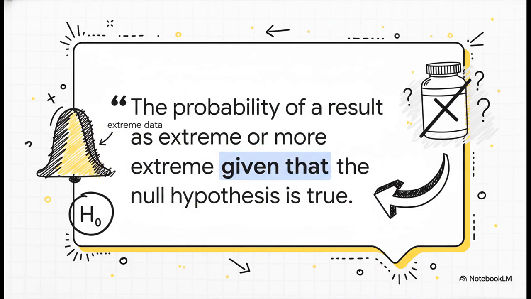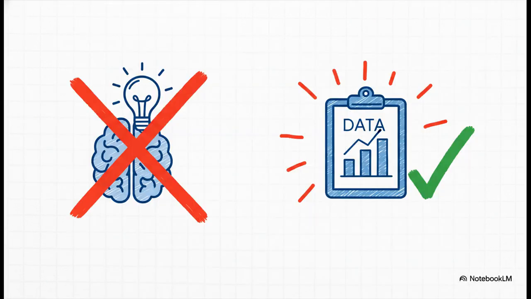Here it is, the real, official definition. A p-value is the probability of seeing the data you saw, or even more extreme data, assuming the null hypothesis is true. That last part is everything. It's a probability that starts with the assumption that the supplement does absolutely nothing. Let's break that down. A p-value is not telling you the probability your idea is right. It's telling you the probability of your evidence. It answers this question. If this supplement were just a sugar pill, how weird is the data we just collected?